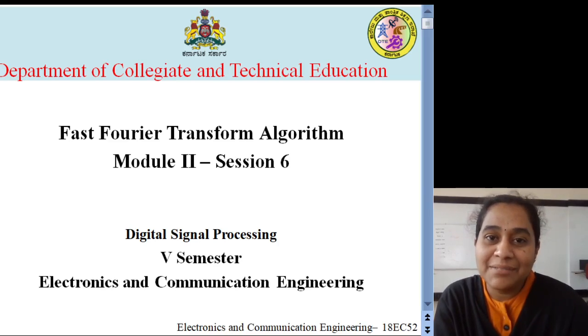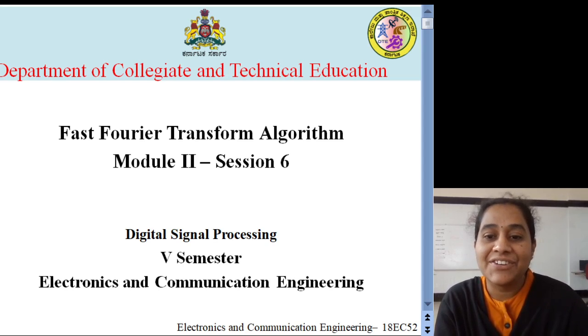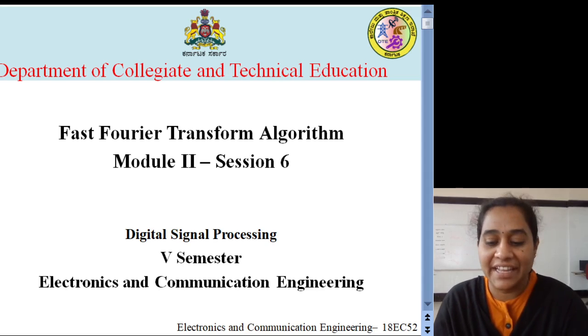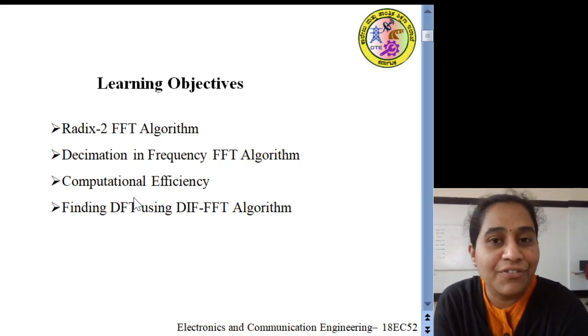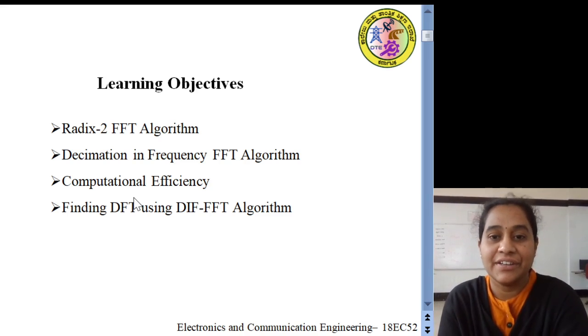Hello, welcome to session 6 of module 2 of the subject digital signal processing, that is fast Fourier transform algorithm, which is prescribed for the 5th semester electronics and communication engineering. First, let us have the learning objectives of this session.